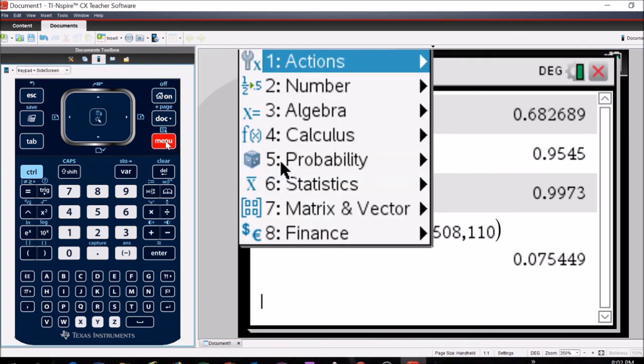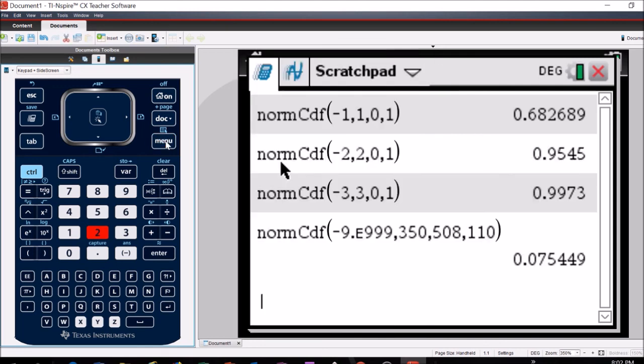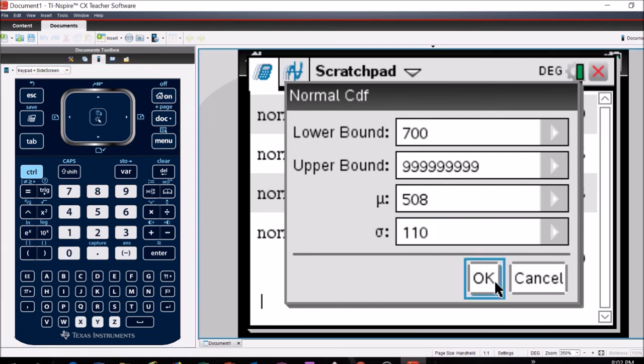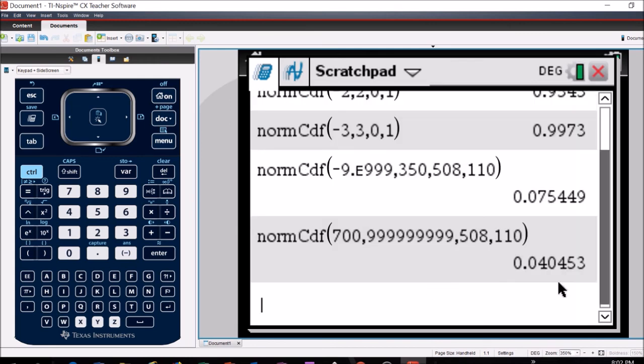Let's do the next one. Next question was asking about what percentage of students scored higher than 700. So if it's higher than 700, 700 is our lower bound. Remember, the normal distribution goes to the right forever. So what I'm going to do is I'm just going to type in a whole mess of 9s. Since we are going to be rounding our answer, a bunch of 9s is close enough. The mean, still got to put it in because we know it. 508, 110, and let's see what percentage of students scored higher than 700. Probably not that many. That seems like that'd be hard to do. Yeah, there it is, 4.0%.